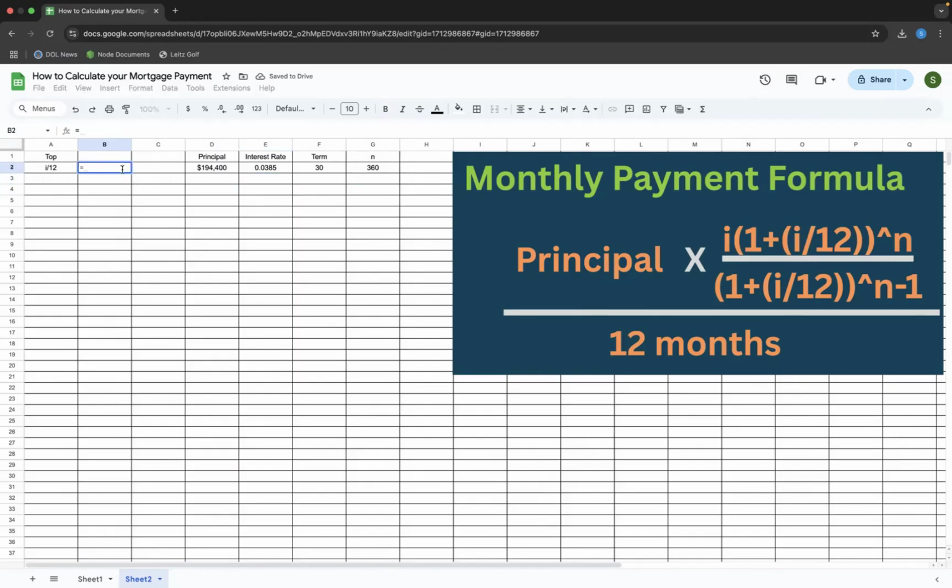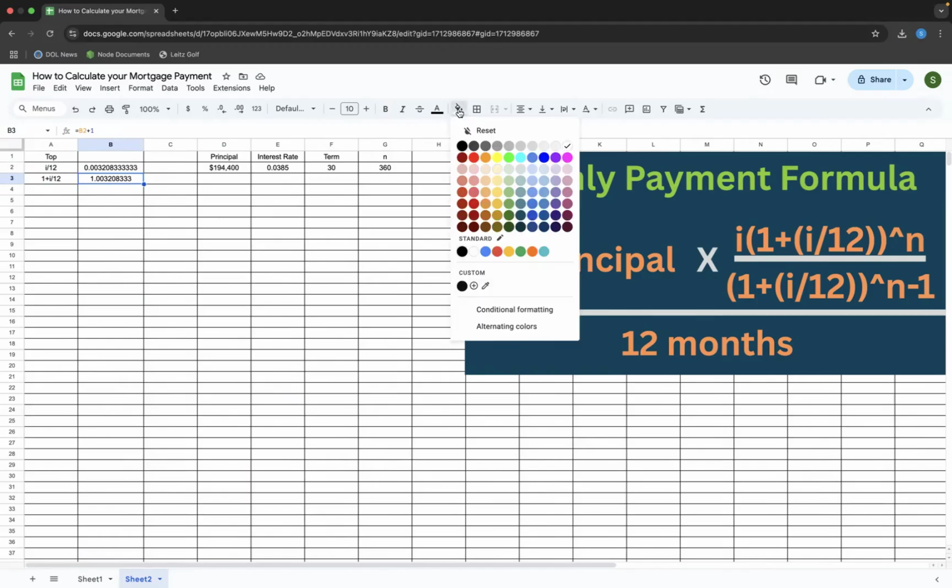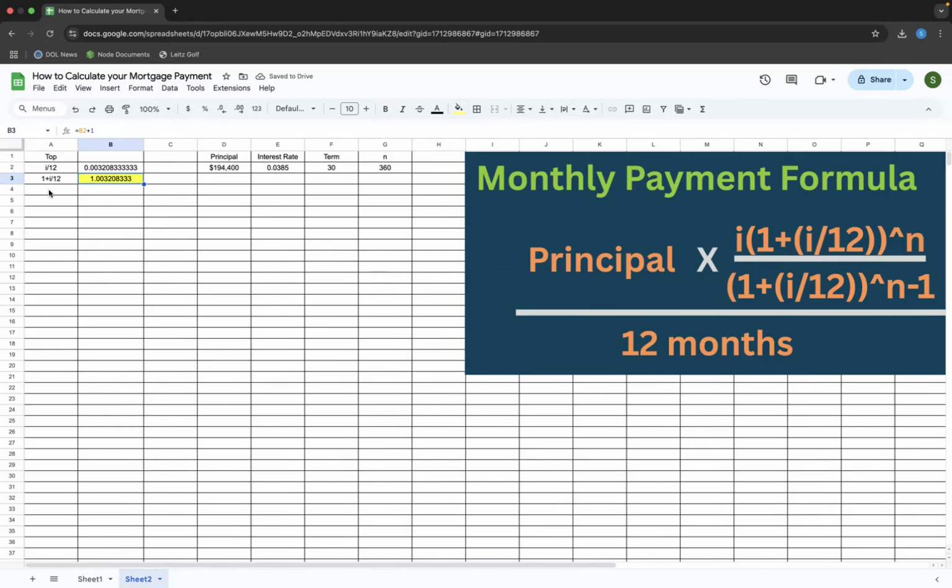So what I'm going to do is take my interest rate and divide it by 12. Now that I've gotten this number, I'm going to expand this a little bit just to give us a little bit of space here. Now I'm going to do 1 plus I divided by 12. So I'm going to add a 1 to this. And just like that, we have this portion right here. Technically, we can use it down here again. So I'm going to highlight this a certain color because I'm going to want to use this again. I'm just going to highlight it with yellow so I don't forget the position.